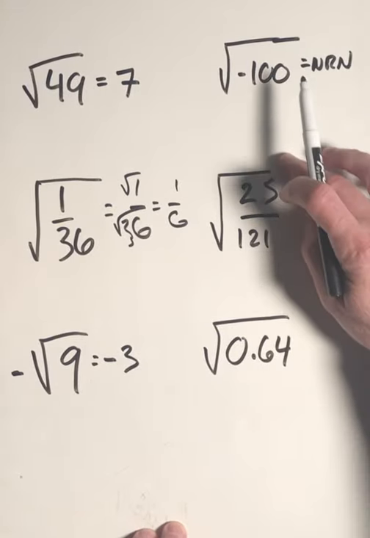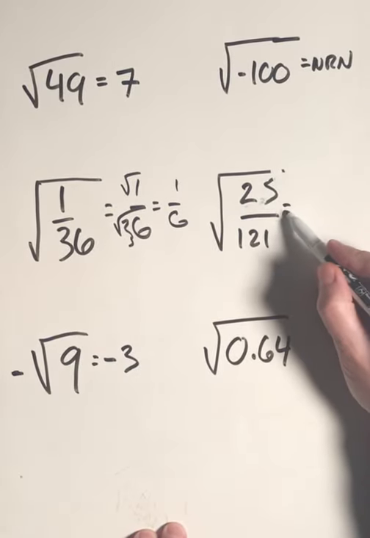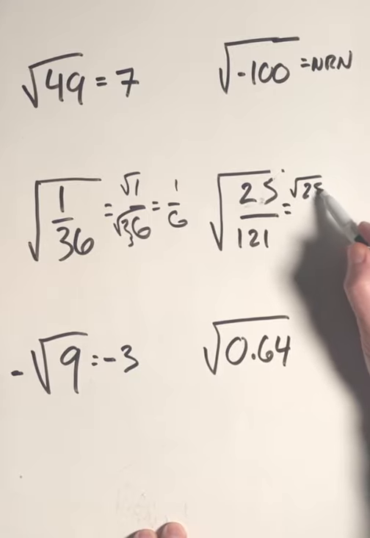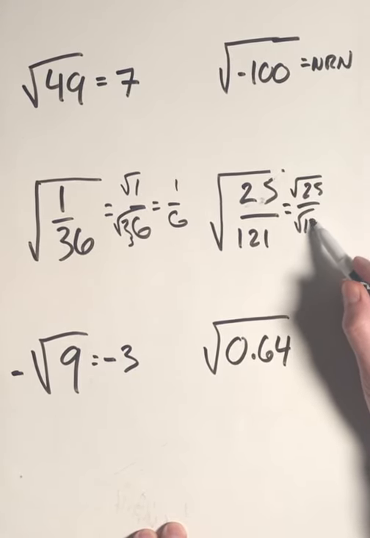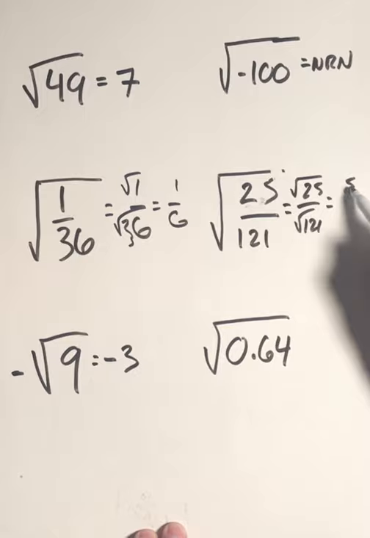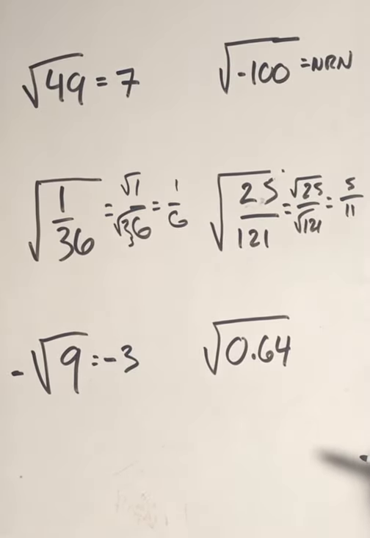When we look down here, the structure here is the same as over here. We're really looking for the square root of 25 over the square root of 121. So that's going to be 5/11.